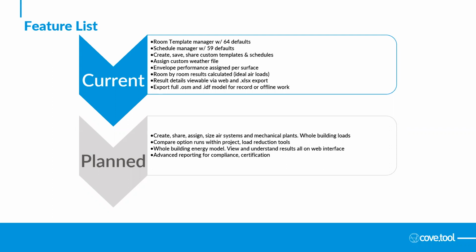And this was actually just released a week and a day ago, and we're already planning the next phase coming out this fall. The main thing will be system sizing for air systems, mechanical plants. So there's whole building loads, compare loads within the buildings, and then that whole building energy model will be coming next year. And that'll be able to do a complete energy model from early stage to compliance within a single online platform. And that's very much where this is going for us.